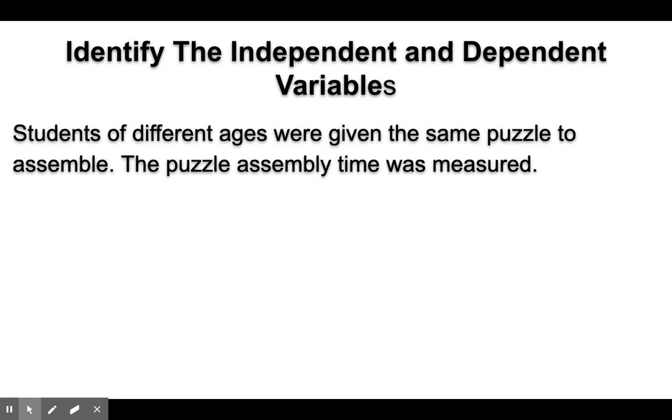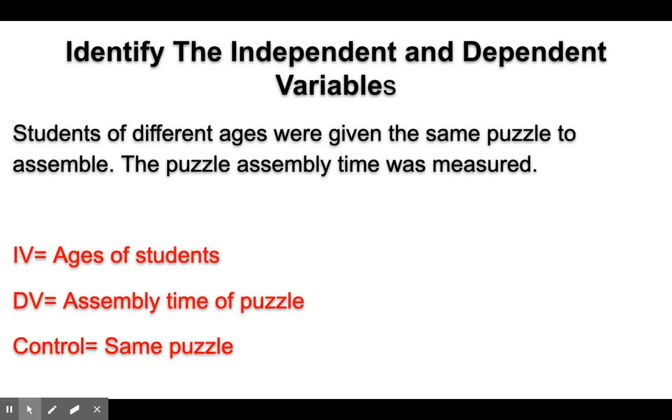Students of different ages were given the same puzzle to assemble. The puzzle assembly time was measured. So what's our independent variable? What are we changing in this experiment? We're changing the ages of the students. Okay. What are we measuring or what's responding to that change? The dependent variable is the assembly time of the puzzle. Now, your control, you'd have to give them the exact same puzzle. You couldn't give them different puzzles because then the experiment would be invalid.